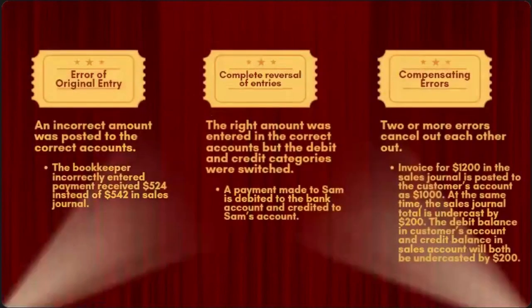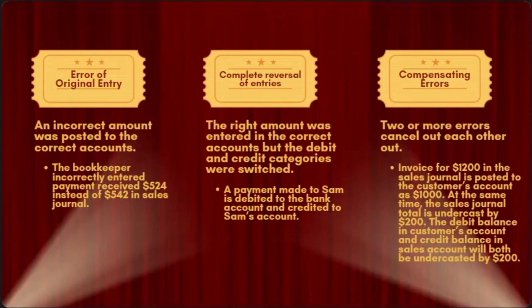Next we have error of original entry. It happens when an incorrect amount is posted to the correct accounts. For example, the bookkeeper incorrectly entered a payment received as $524 instead of $542 in the sales journal.